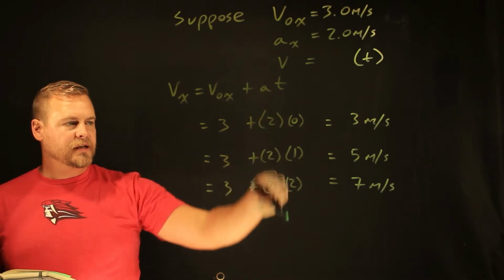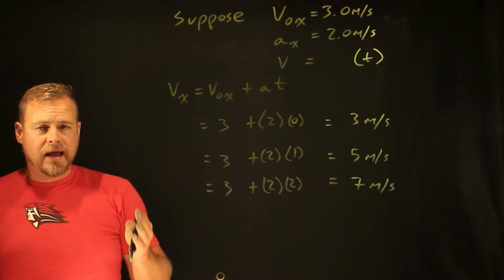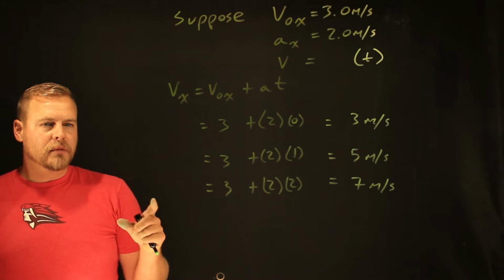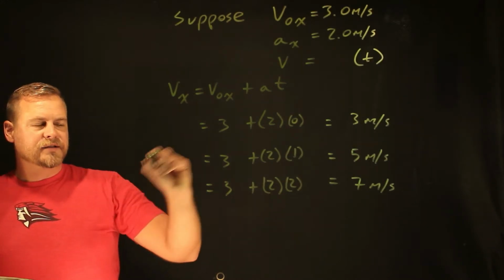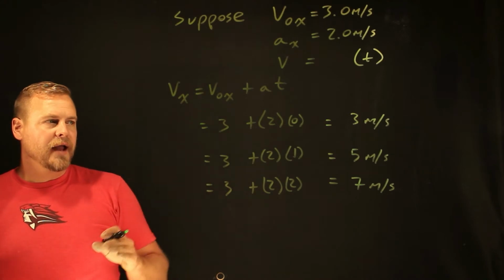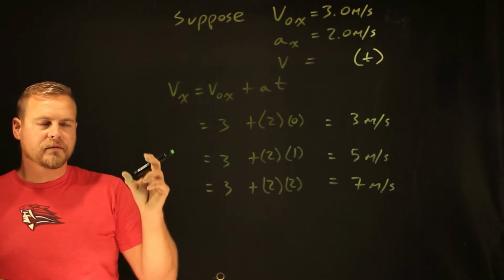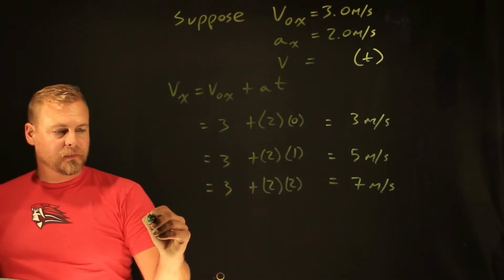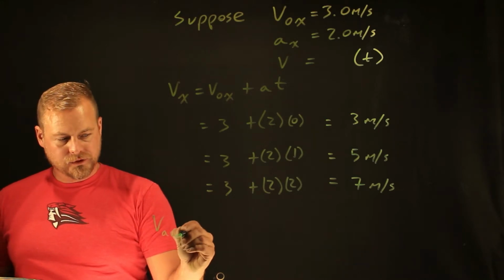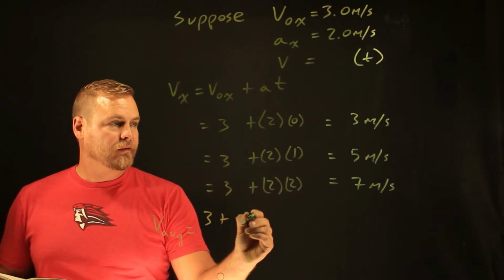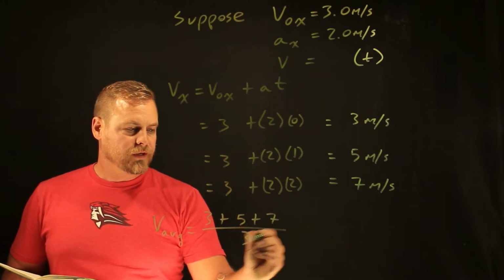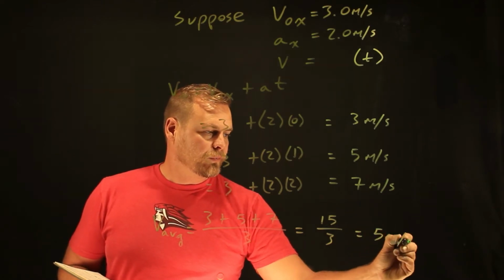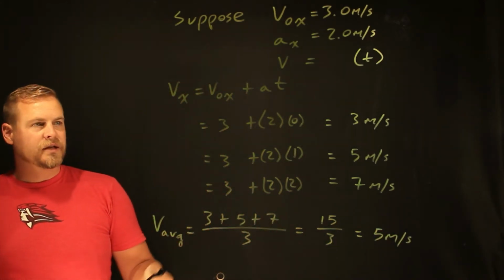Now we notice that this is a constant acceleration. If you have a constant acceleration, I can arrive at an average velocity much more easily. Because my velocity is changing at a constant rate, at any given interval I can have the average velocity, because the average velocity is going to be the same as the instantaneous velocity. We'll take the average velocity here. V average is equal to 3 plus 5 plus 7 divided by 3. 15 over 3 equals 5 meters per second would be the average velocity.